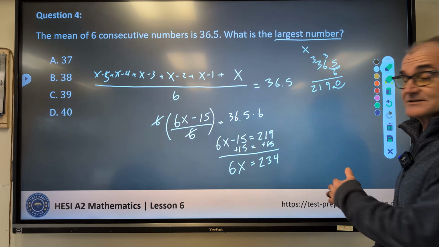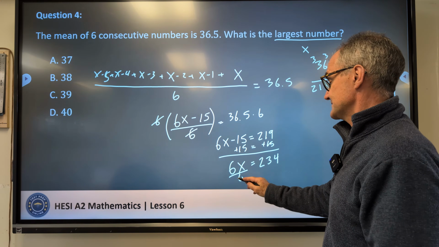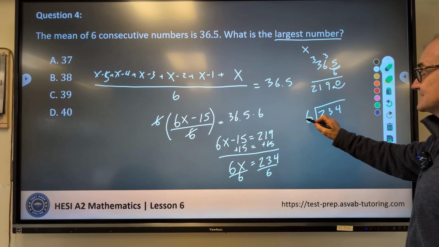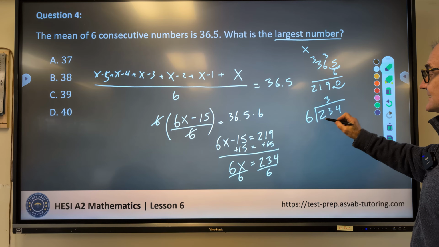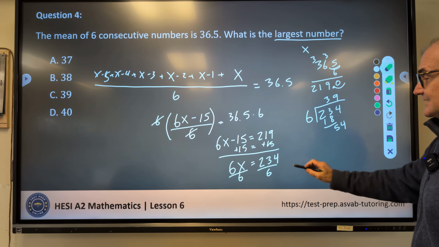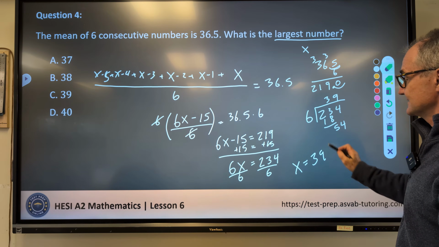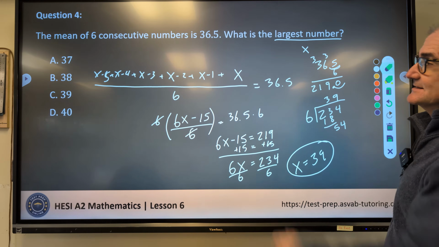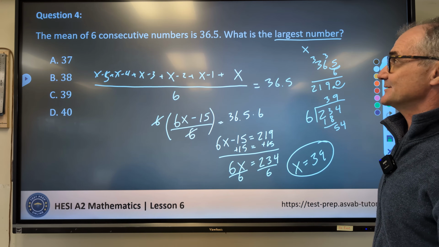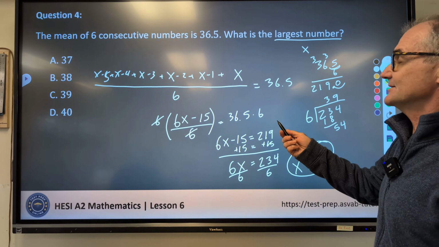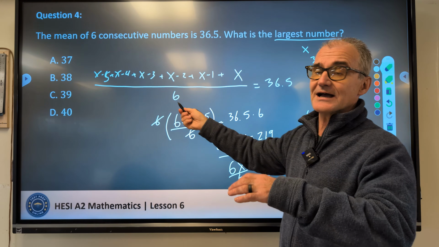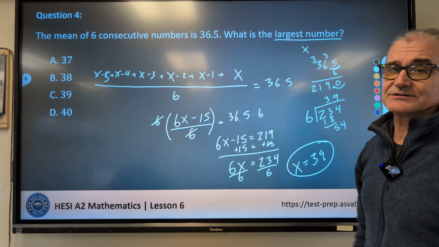Still solving for x, I got to divide both sides by 6 to get my value x. So 234 divided by 6, it'll go in here 3 times. Give me 18. 54, 9. So x is equal to 39. Correct answer, answer C up there. This is a hard problem. It's kind of in the sequence and series. There's a lot of pieces here. You got to know that you got 6 numbers all added together, divided by the number of values you have to get the average. Another word for average is mean.